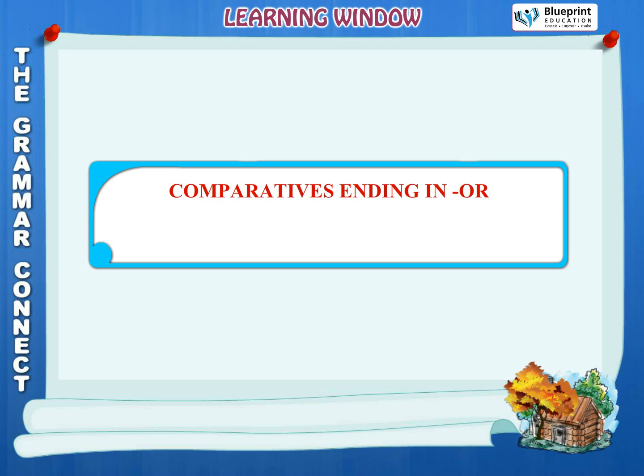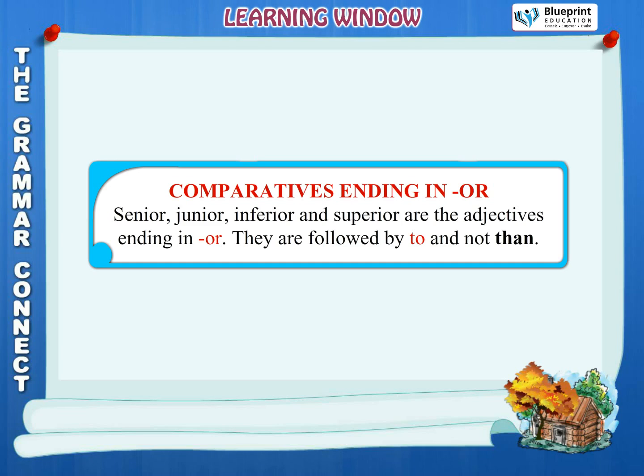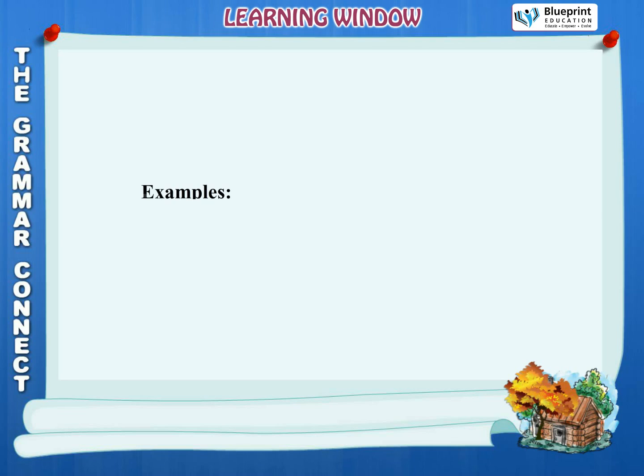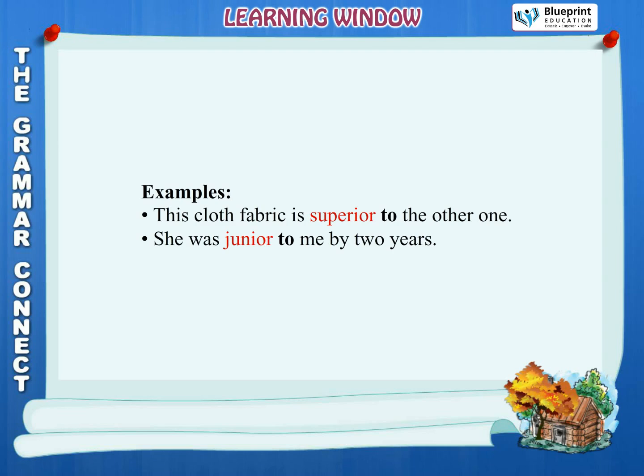Comparatives ending in or: senior, junior, inferior, and superior are the adjectives ending in or. They are followed by to and not than. Examples: This cloth fabric is superior to the other one. She was junior to me by 2 years.